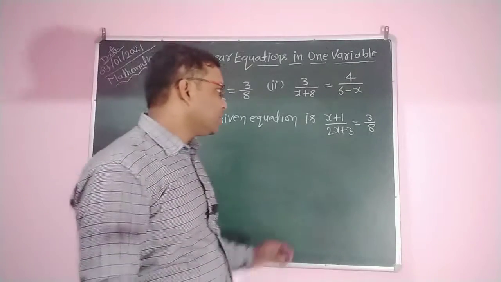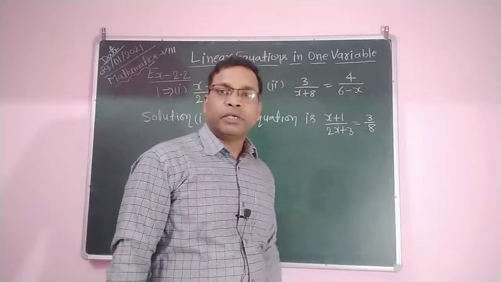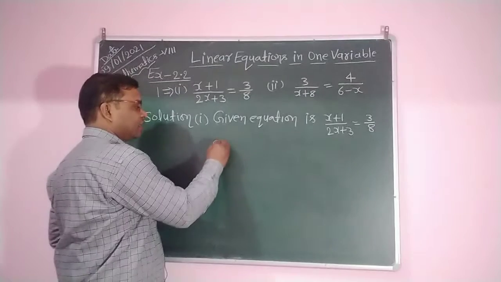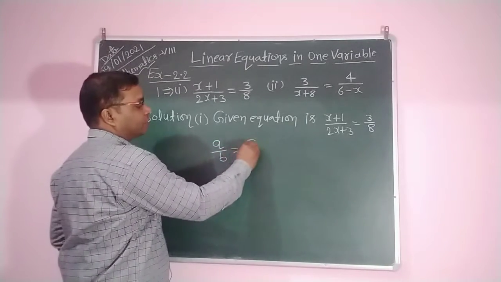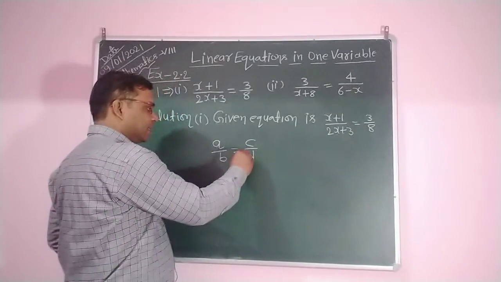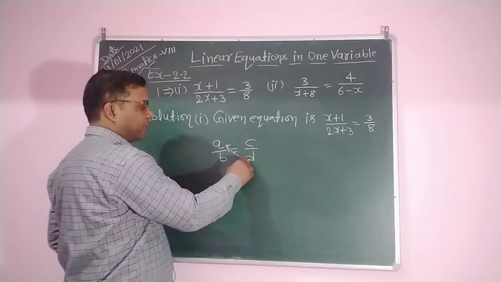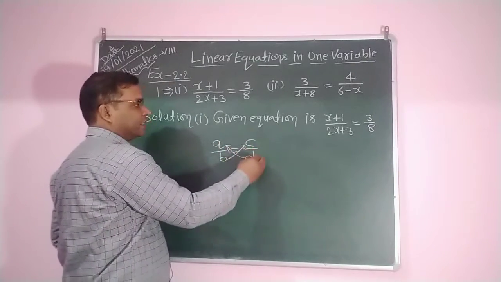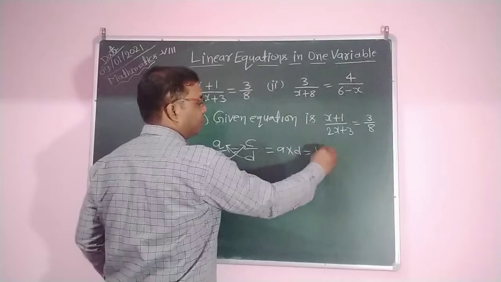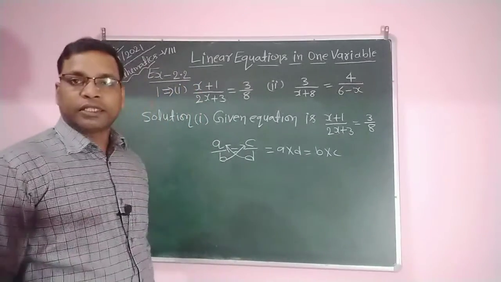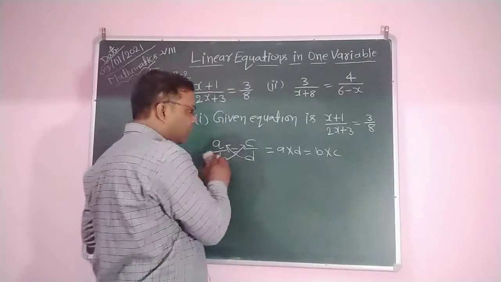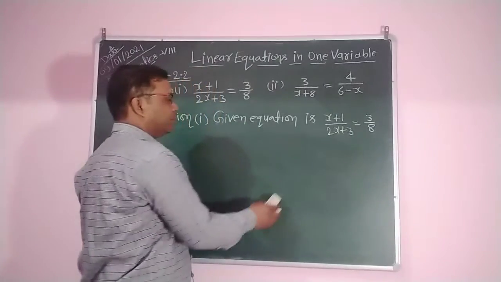After this we use the cross multiplication method. What is the cross multiplication method? You can see here a/b = c/d. According to cross multiplication, a multiplied by d and b multiplied by c, and you can write here a into d is equal to b into c. This is called the cross multiplication method. Is this clear? So according to this method, we can write it.